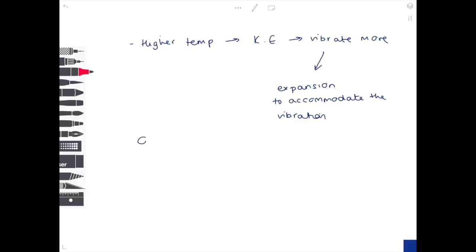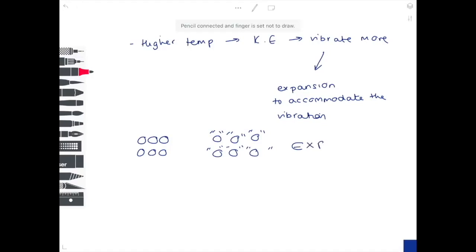And if we take a look at a simple diagram here, when they gain kinetic energy, they vibrate more, they spread out, and by definition, they expand. Now we need to look at everyday examples where expansion affects us.